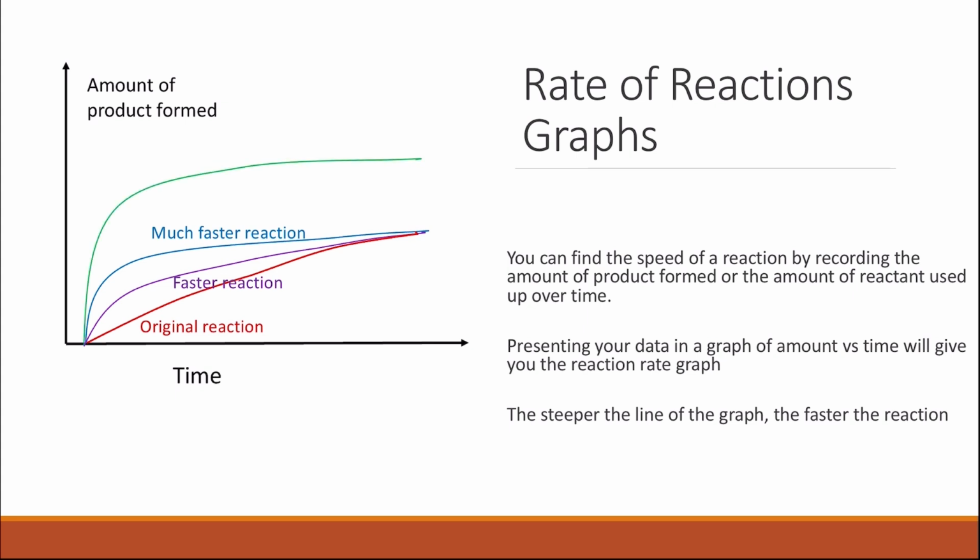The green line here represents the same reaction, but not just at a faster rate, but also with more reactants, because more products are produced at the end. The flat line at the end shows that the reaction has finished, because no more product is produced over time. So these are the lines for different reaction rates.